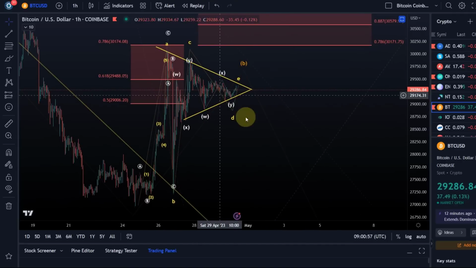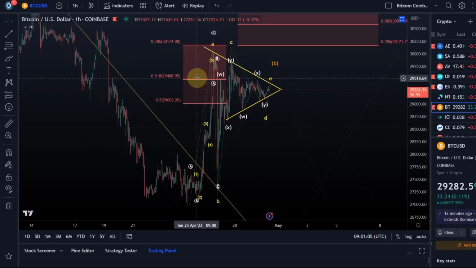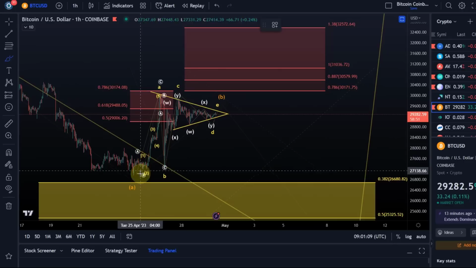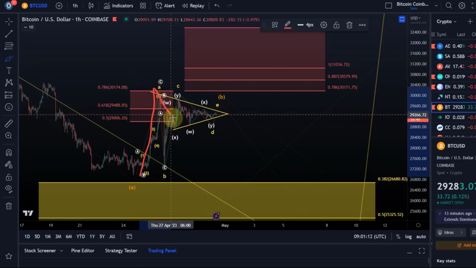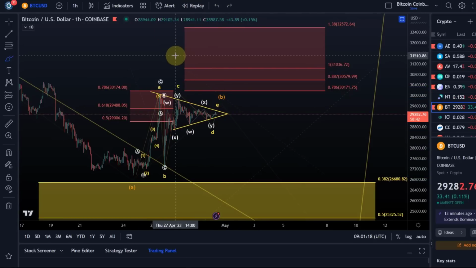I don't trust this triangle yet. I think it's a bit too small. I think it will extend out, but we'll see. I don't trust it yet because the problem is that this here is a three-wave move up. This here was a three-wave move down, and the proportions don't really match. So I've got a feeling, but it's too early to confirm it.